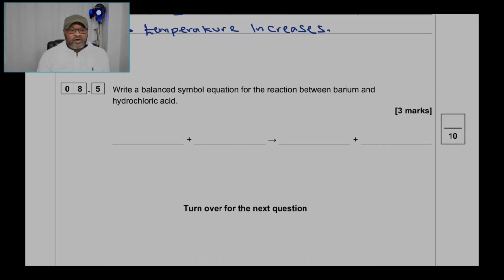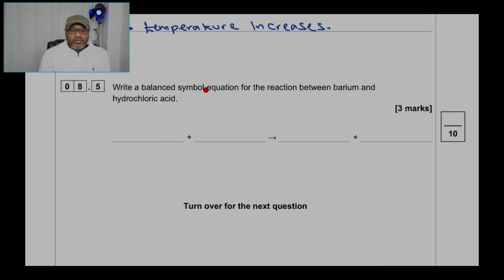Question 8.5. We need to write a balanced symbol equation for the reaction between barium and hydrochloric acid. We've done that earlier, so I'll do it again. So that would be barium reacting with 2HCl to form barium chloride. Because we need 2 chlorine here, we have to multiply by 2, because chlorine is in group 7, so it's 1 minus as chloride, and barium is 2 plus, so we're going to have 2 chlorine there, plus hydrogen gas given off. So that's the equation expected.